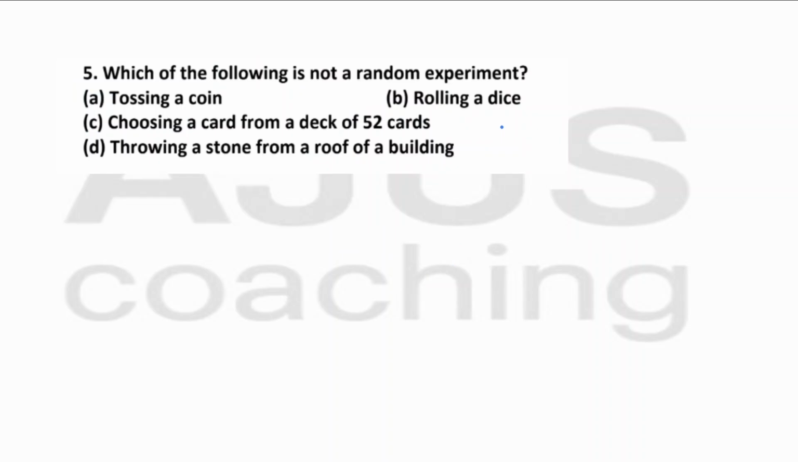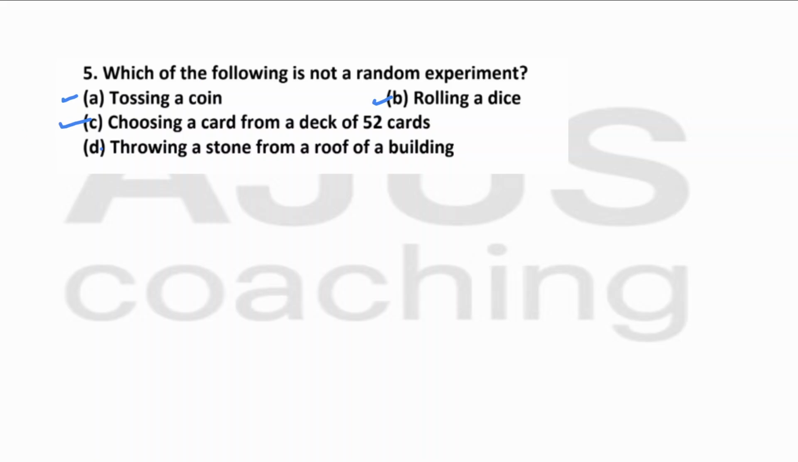Now read this question and write down the solution. Okay, which of the following is not a random experiment? Tossing a coin is a random experiment. Rolling a dice is a well-known random experiment in which we cannot decide the outcome. A random experiment is something in which you cannot decide the outcome. It can be one among many. Choosing a card from a deck of 52 cards is also a very typical random experiment. These 3 are very typical random experiments.